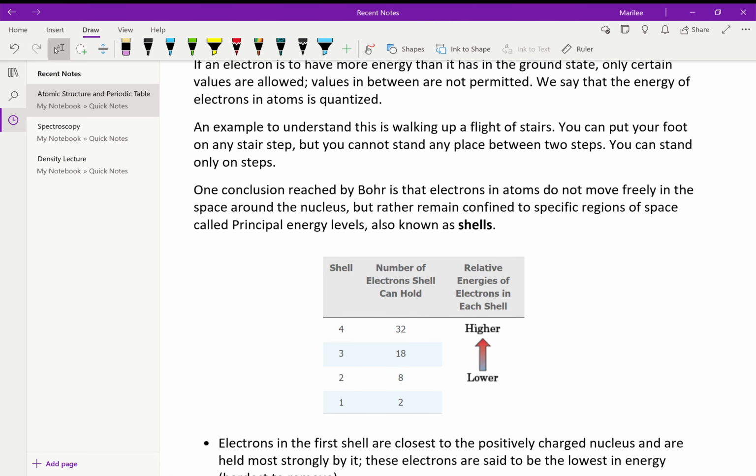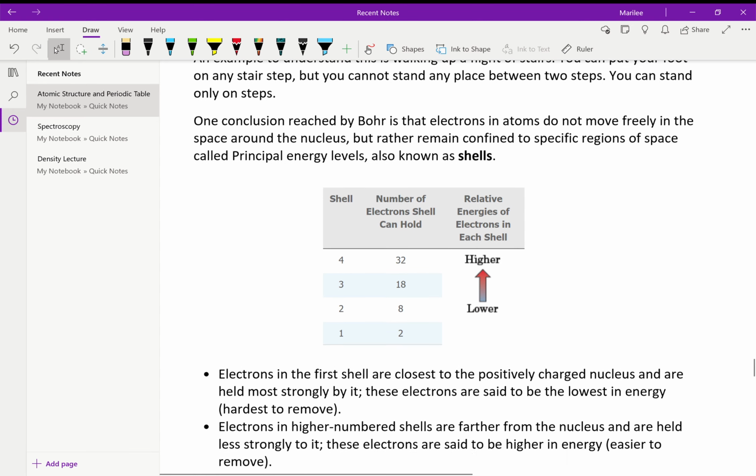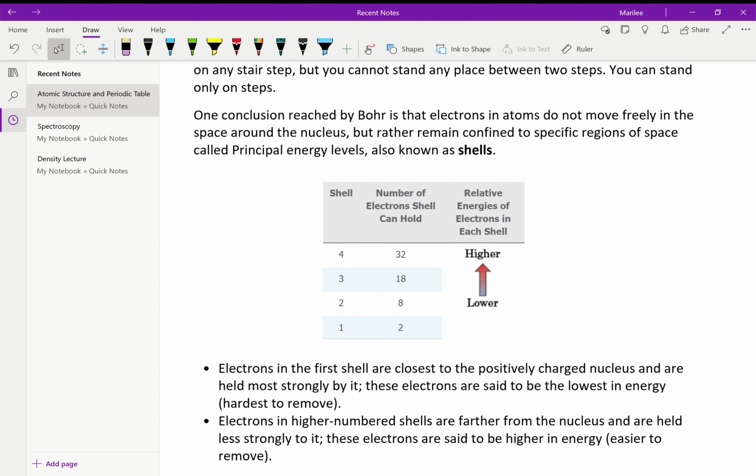So one conclusion reached by Bohr is that the electrons in an atom do not move freely in a space around the nucleus, but rather they remain confined in a specific region of space. And this space is called shells. There are maximum 4 shells. So on shell number 1, you can have a maximum of 2 electrons. The shell number 2, you can have maximum of 8 electrons, and 3, 18, and so forth.